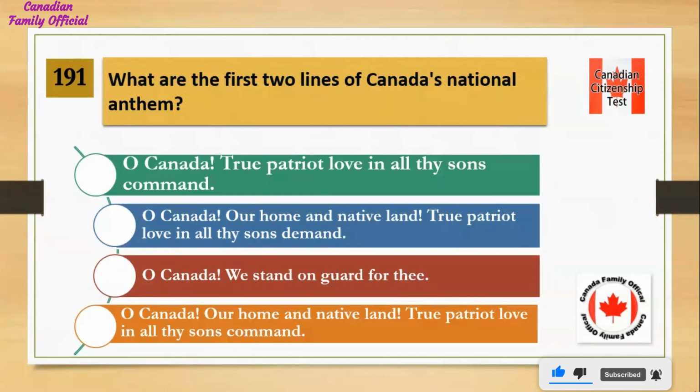What are the first 2 lines of Canada's national anthem? Number 1, O Canada. True patriot, love in all thy sons command. Number 2, O Canada. Our home and native land. True patriot, love in all thy sons demand. Number 3, O Canada. We stand on guard for thee. Number 4, O Canada. Our home and native land. True patriot, love in all thy sons command. And the answer.